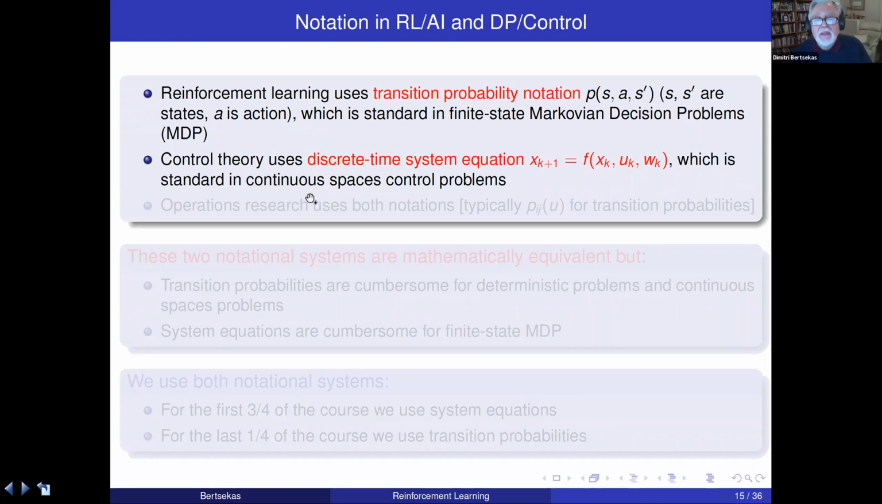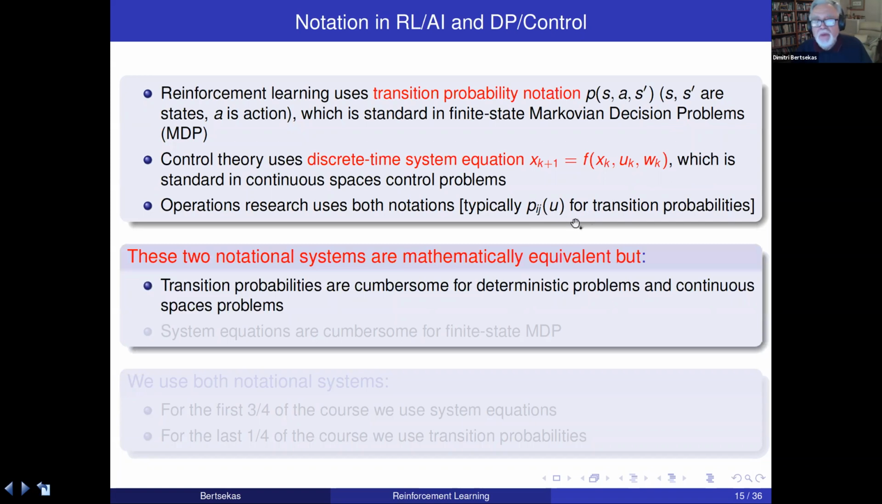And this is standard in continuous spaces because when it comes to continuous spaces, this notation is just bad, okay? It leads to very difficult mathematics. It's very uncomfortable to use this kind of probabilistic notation in continuous spaces problems. Operations research uses both types of notation, except that for transition probabilities, they use I, J, and U. I is the current state, J is the new state, and U is the control.